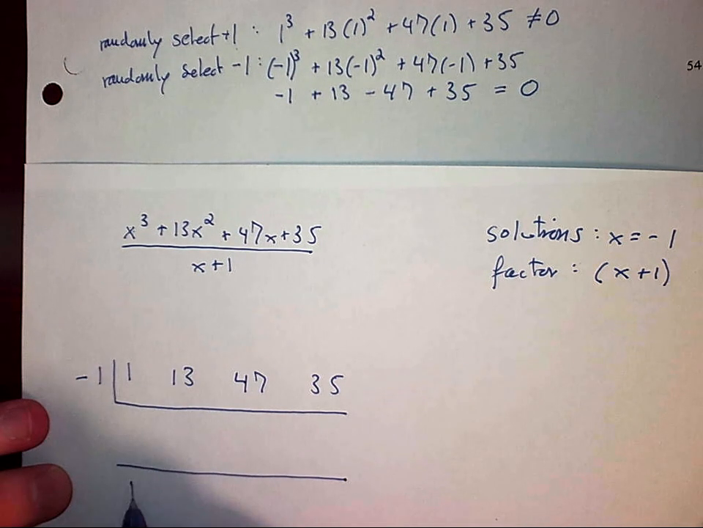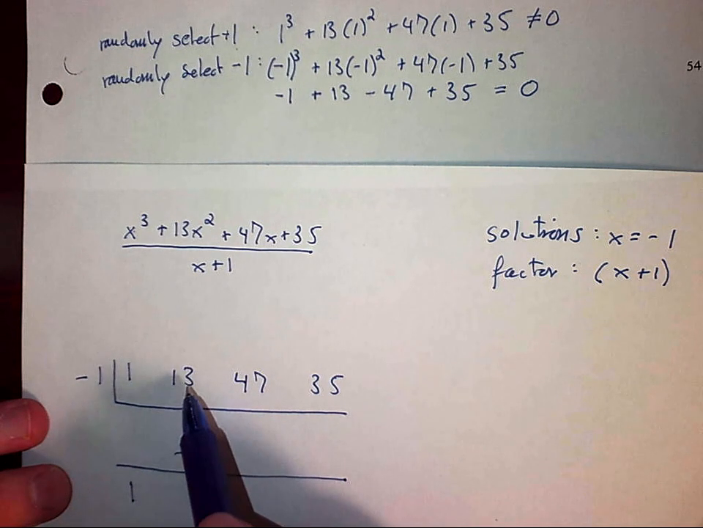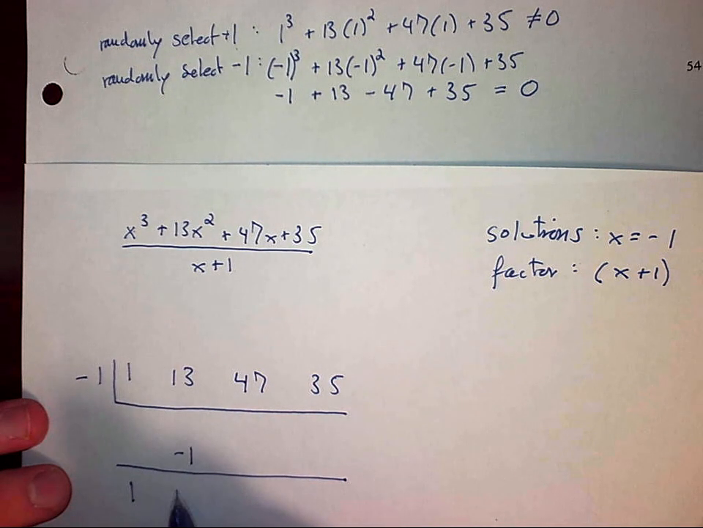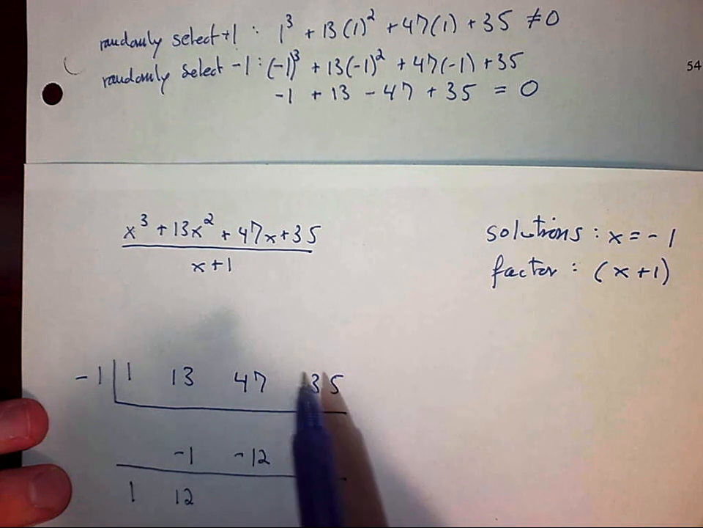What we did last class was we pulled this 1 down. Then negative 1 times 1 is equal to negative 1. Now we can add: 13 minus 1 is equal to 12. Negative 1 times 12 is negative 12.